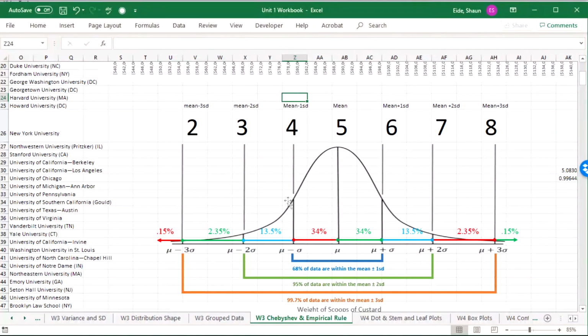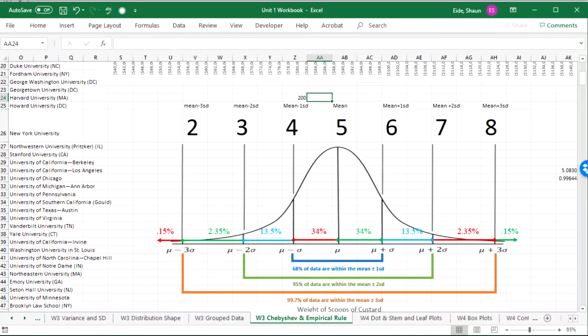Or if I were to ask you what percentage of custard cones are between 3 to 5 ounces, I would just take 13.5 plus 34%, and then I would just add them together, and I'd say, okay, that is going to be 48.5% is between 3 to 5 ounces.